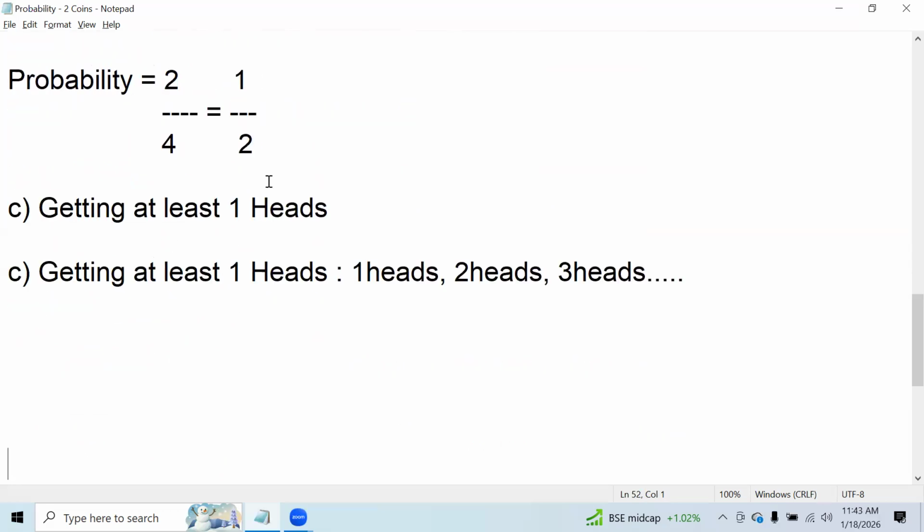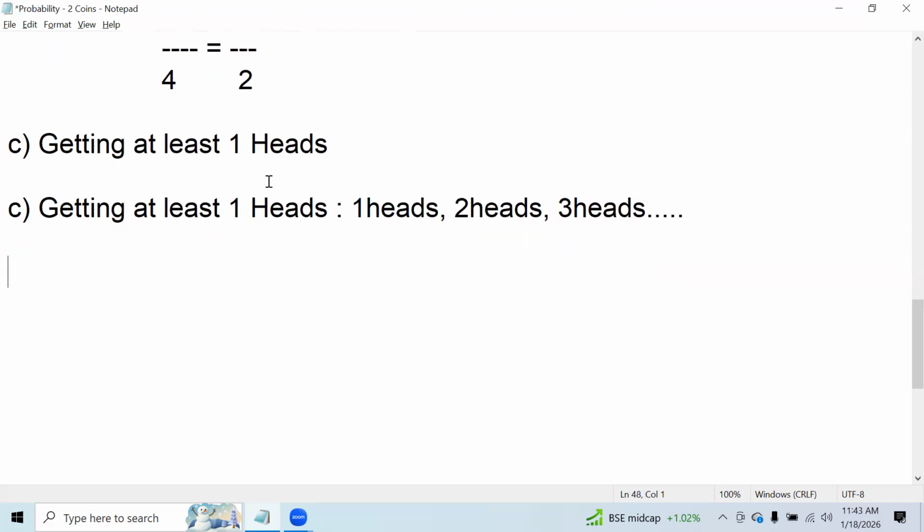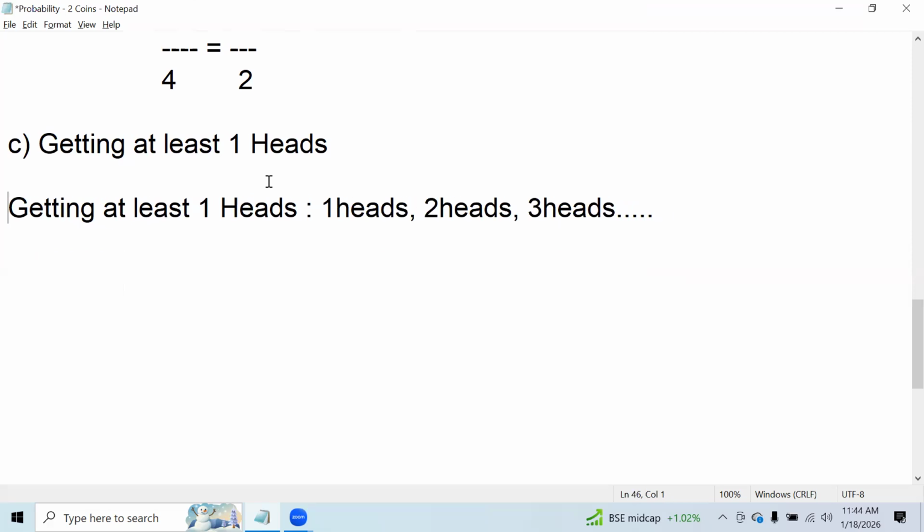If you consider the earlier example of the shopkeeper, if you purchase a certain thing and the shopkeeper says you should give at least 15 rupees, then if you give 15 rupees to him, he is okay with that. You give 16 rupees, you give 100 rupees, anything which is equal to 15 or greater than 15, he will be okay with that. So getting at least one head means we should have one head, two heads, three heads, or any more number of heads, all are favorable for us.